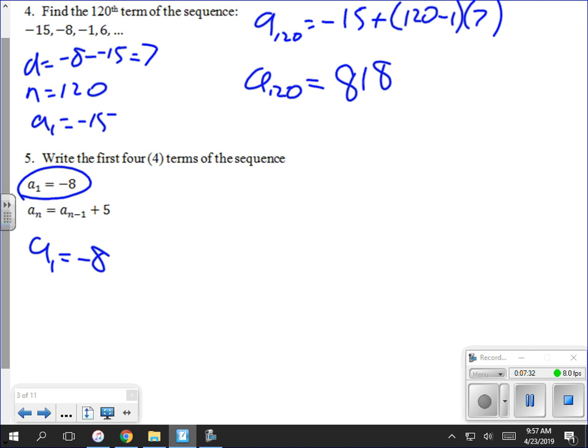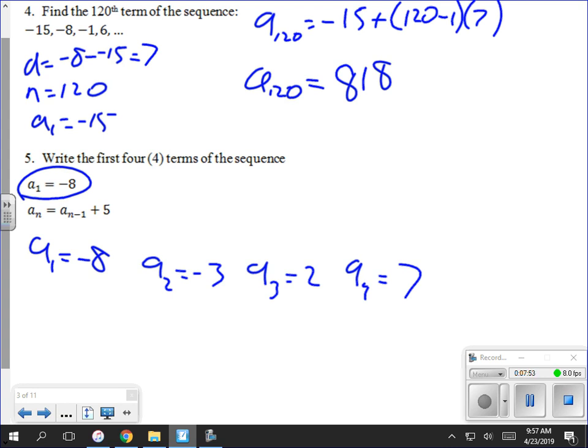Okay? And then what do you start doing from there? You add 5 each time. So A sub 2 would be negative 3. A sub 3 would be 2. And A sub 4 would be 7. Because what's the rule? The rule says add 5.